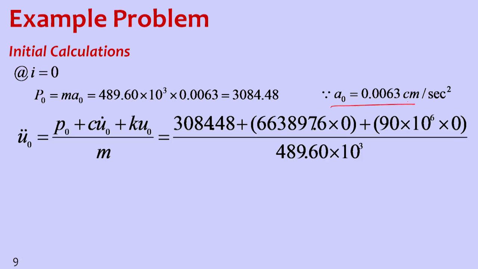So this is the first value of P naught, and U double dot 0, the initial acceleration, is equal to P naught minus C U dot 0 minus K U 0 by M, which is already discussed. So calculating this one, 3084.48 plus 66897.6 into 0, where we assumed U dot 0 as 0 and also U of 0 as 0.